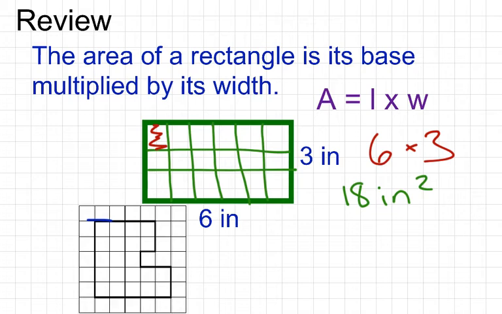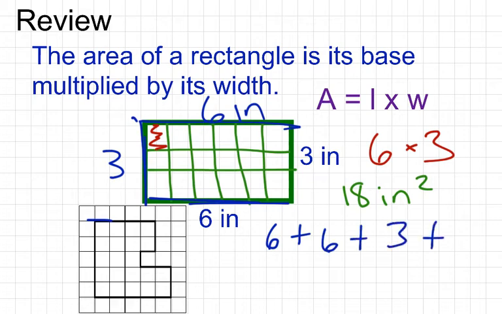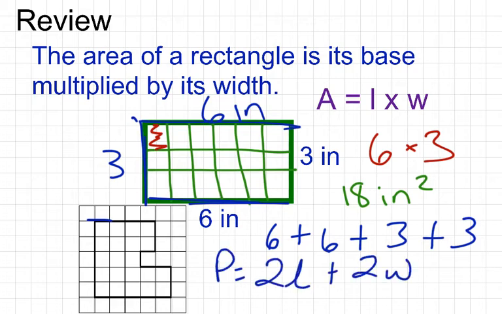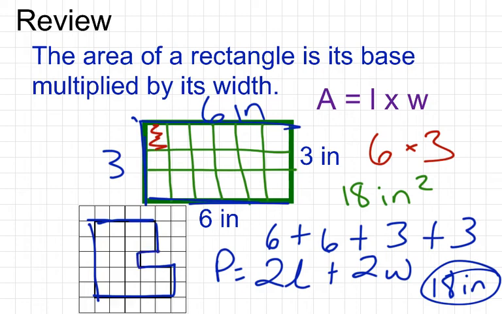We can also review perimeter, of course, is the sum of all the sides. So we know that opposite sides are congruent. So we have 6 plus 6 plus 3 plus 3, or perimeter equals 2 times the length plus 2 times the width, which coincidentally enough is also, in this case, 18. But instead of square inches, it's just 18 inches for the perimeter. In this case, of course, we add up all around.